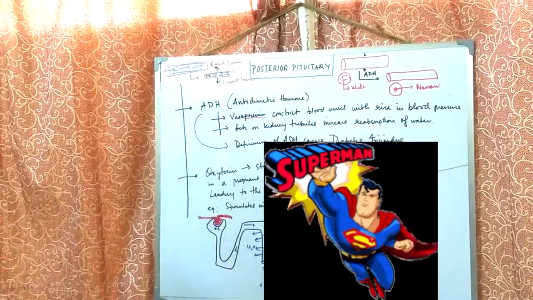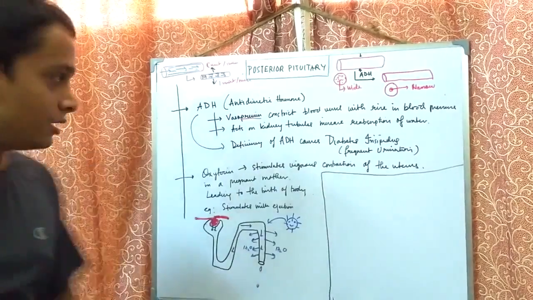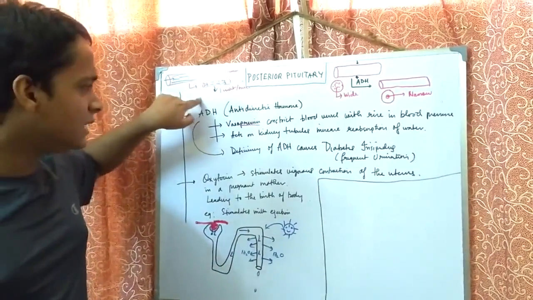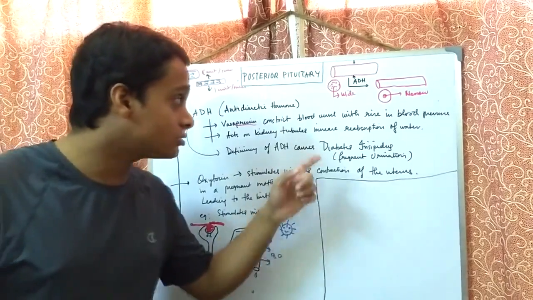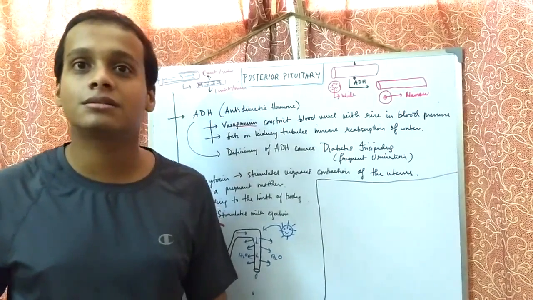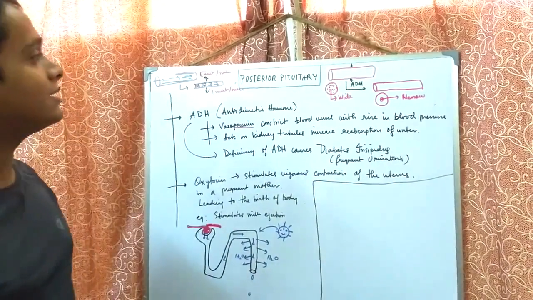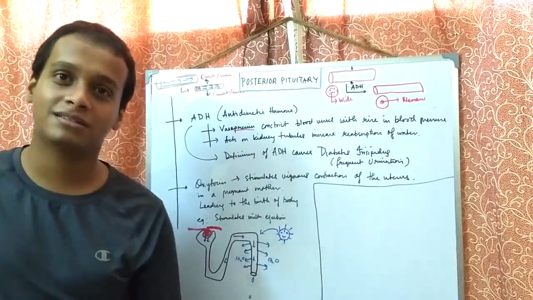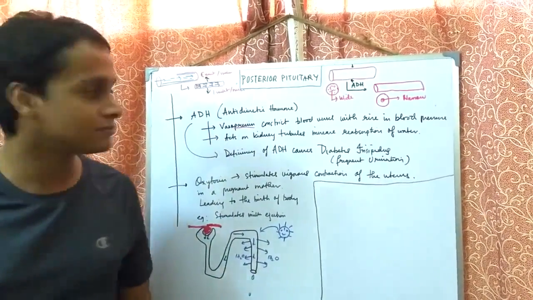Then we'll talk about disease. If this hormone is deficient, meaning less secretion of this hormone takes place, the condition is called diabetes insipidus. Sir, confusion: diabetes mellitus, diabetes insipidus, both are diabetes. What is the difference? Very simple. Let me tell you.